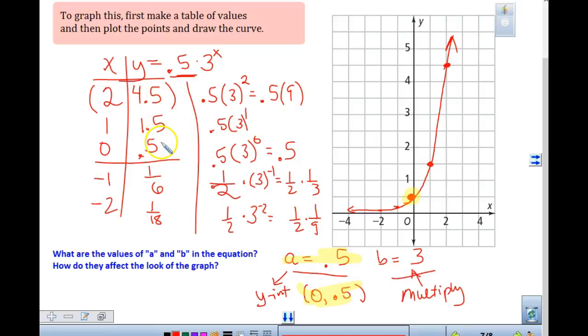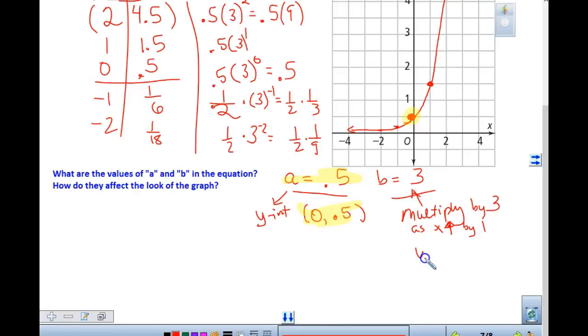If I take 1/6 times 3, I'm going to get 0.5. If I take 0.5 times 3, I'm going to get 1.5. If I take 1.5 times 3, I'm going to get 4.5. So this is what I'm multiplying by. So the B tells us that we are multiplying by 3. So as x increases by 1, y is going to increase by a multiple of 3. The y is multiplied by 3. Okay?